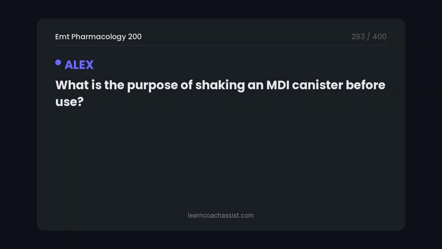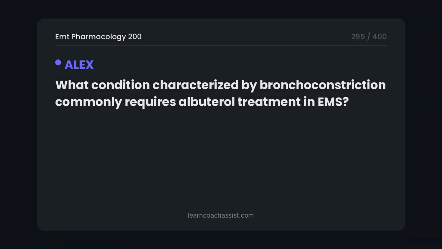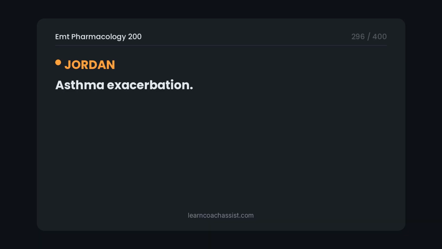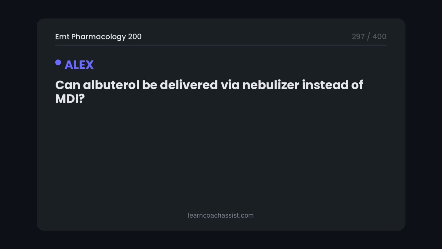What is the purpose of shaking an MDI canister before use? To ensure the medication is evenly mixed/suspended for accurate dosing. What condition characterized by bronchoconstriction commonly requires albuterol treatment in EMS? Asthma exacerbation.